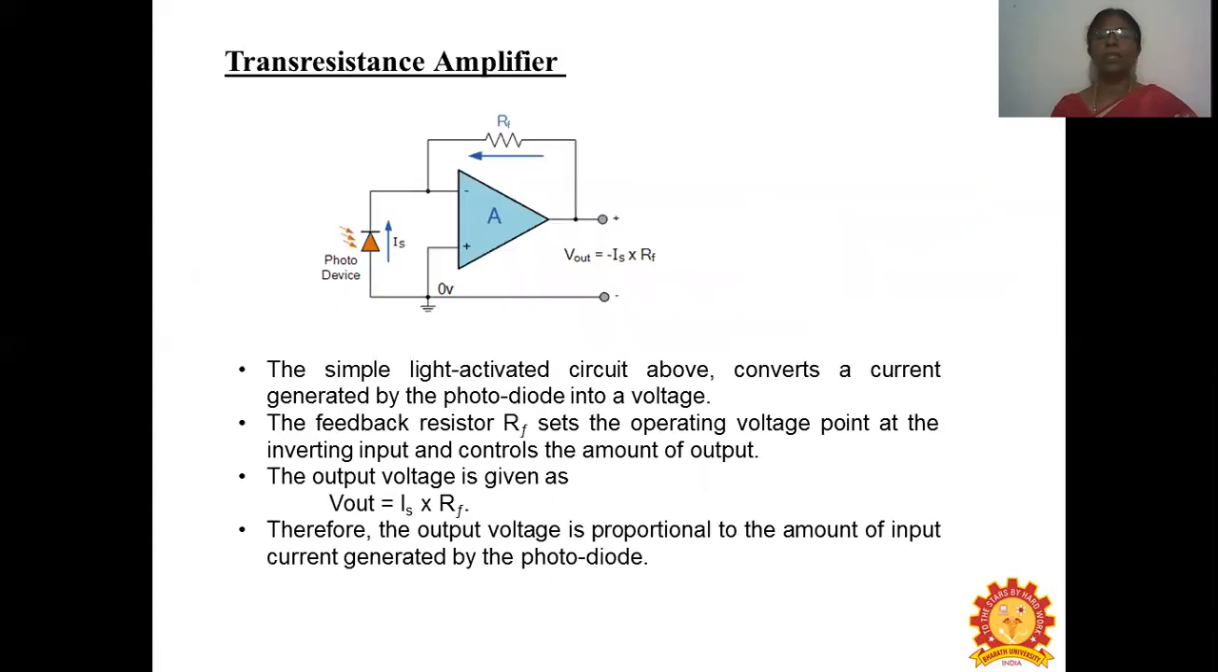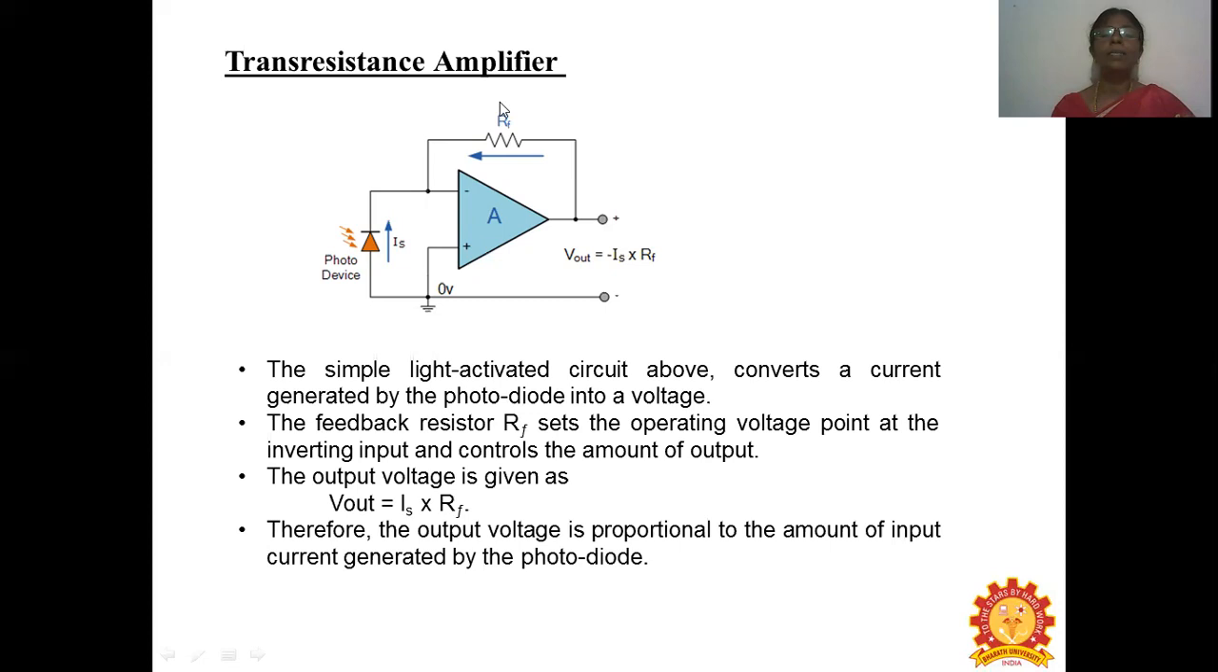Next type of operational amplifier circuit is the transresistance amplifier. This is the circuit diagram of the transresistance amplifier circuit. Here, the non-inverting terminal of the operational amplifier is connected to the ground point, and the inverting input is connected to a photo device. So this simple light activated circuit converts a current generated by the photo device into a voltage. The circuit overall converts the current into voltage.